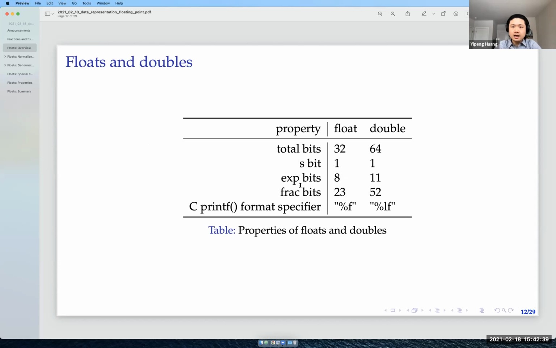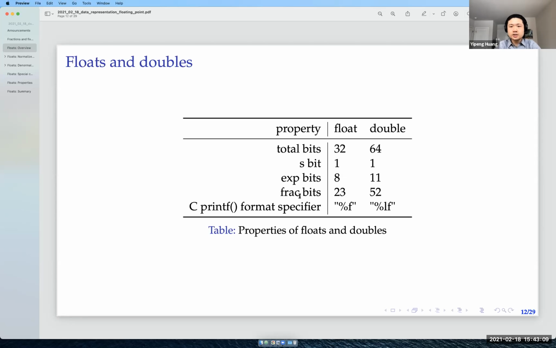And then you have a few more bits dedicated to encoding the exponent, which we call the exponent field. In the case of floating point numbers, that's going to be 8 bits. And for double precision numbers, that's 11 bits. And finally, almost all of the bits are dedicated to encoding the fraction, what we call the frac field.